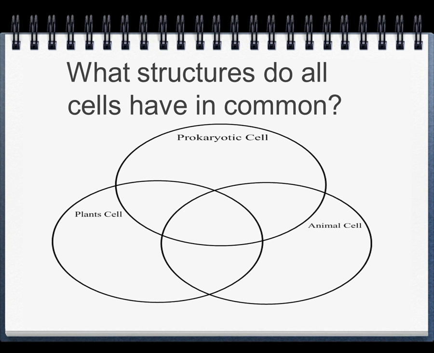What other structures do they have in common? Cytoplasm. Ribosomes. There you go. Cytoplasm, cell membrane, ribosomes, DNA. All in common. Remember with the prokaryotic cell and the plant cell in the circles that overlap the two? Cell wall.